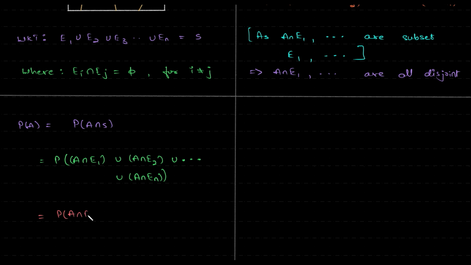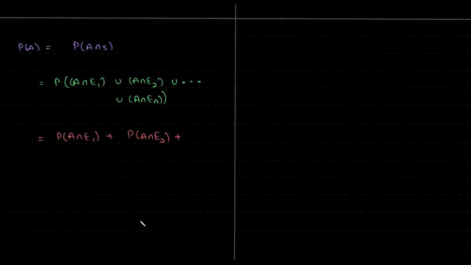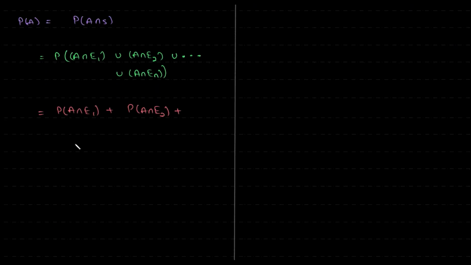E1 plus probability of A intersect E2 plus, that is, since they are disjoint, I can do this, right? Basically, I'm using the A union B formula's probability plus probability of A intersect En, and there's no minus because they are disjoint. Is it not? We are basically using the A union B formula, but applied to n number of terms.